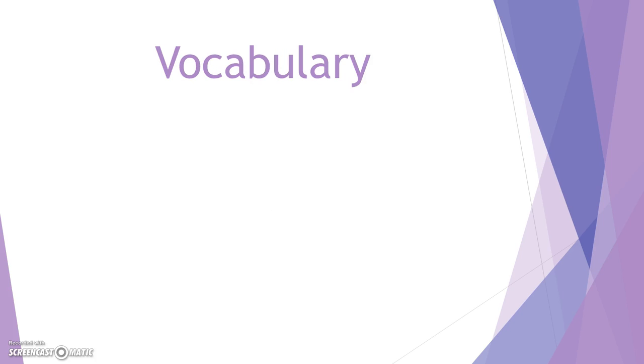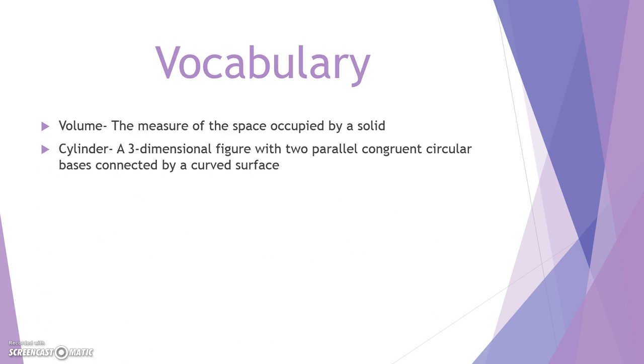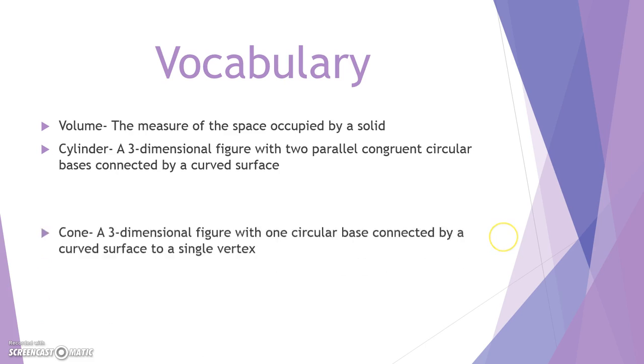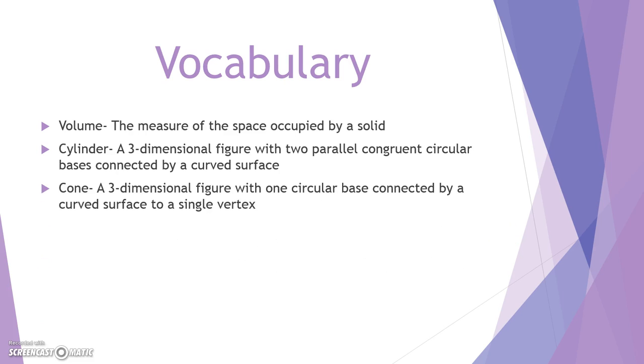Here's some vocabulary you need to know for this lesson. Volume is a measure of space occupied by a solid. A cylinder is a three-dimensional figure with two parallel congruent circular bases connected by a curved surface. A cone is a three-dimensional figure with one circular base connected by a curved surface to a single vertex.